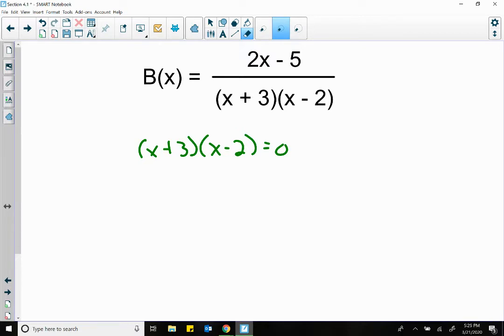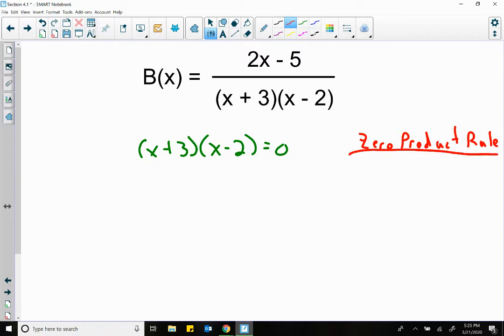What I need you to remember is back in algebra, we had a special property. It's called the zero product rule. What the zero product rule says is that if you have 2 things that are being multiplied and they equal 0, one of these 2 things has to be 0. Okay? That's what we're going to apply in this situation. I have 2 parentheses that are multiplying to be 0. Well, one of these parentheses has to be 0.